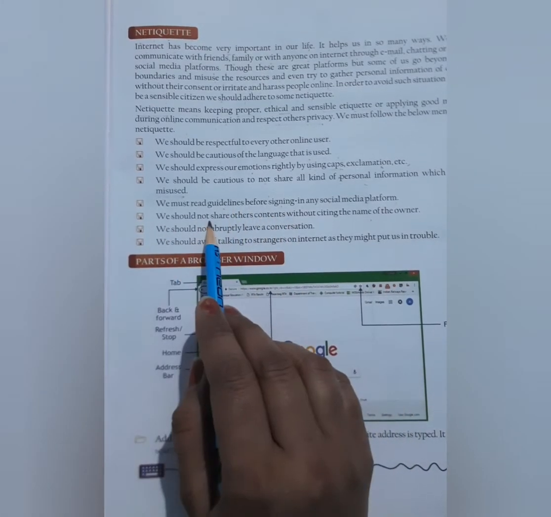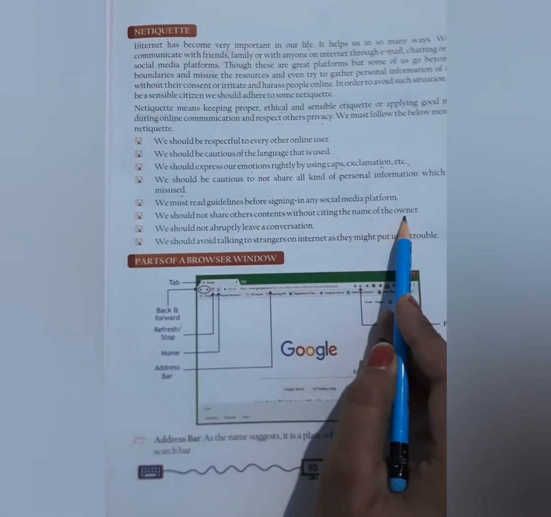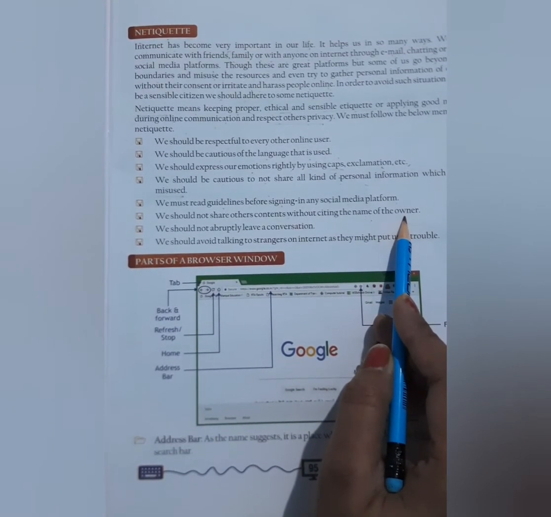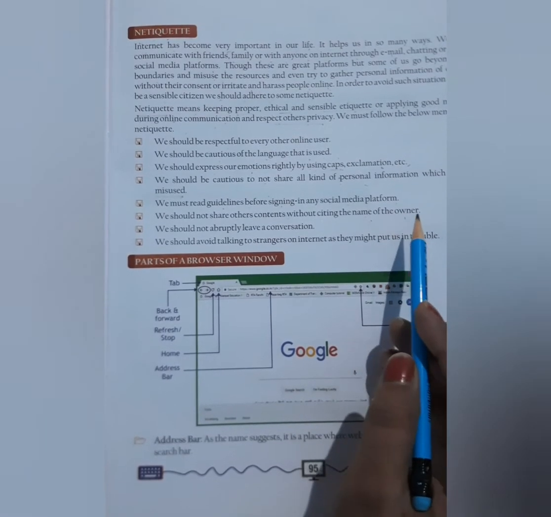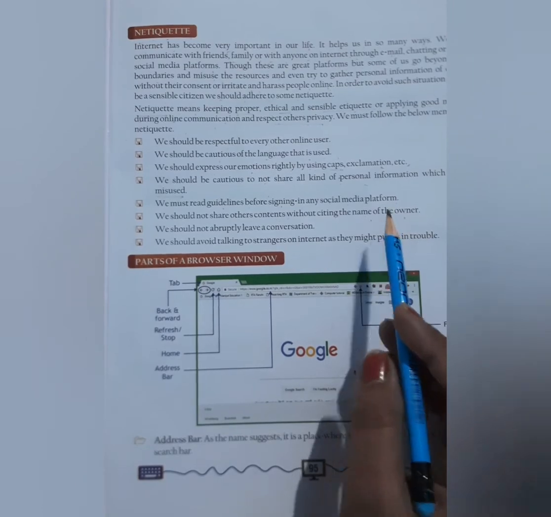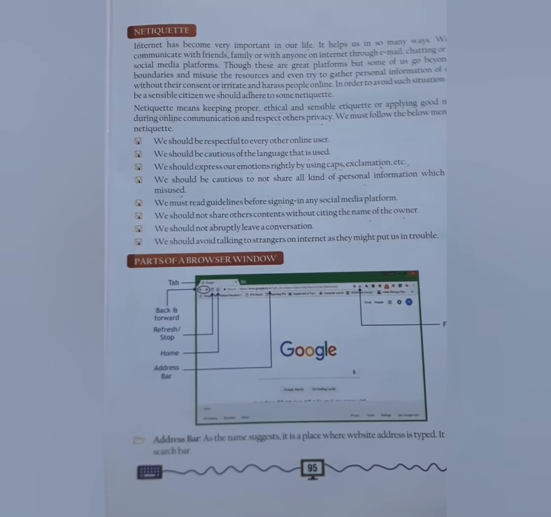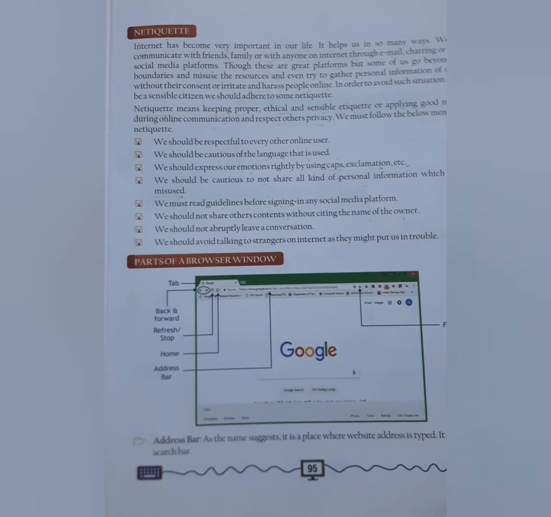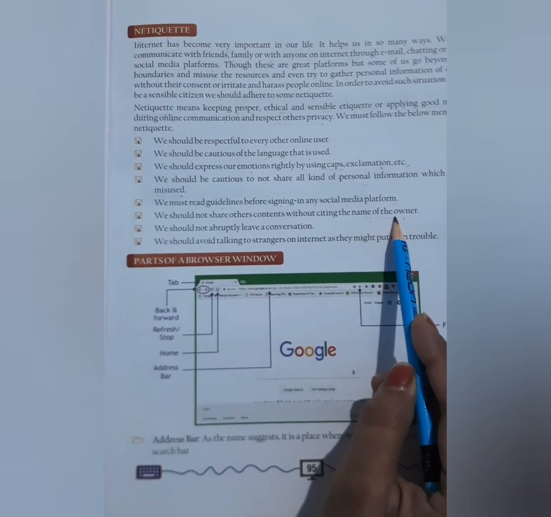We should not share others' contents without citing the name of the owner. Now suppose children, you are doing some research work, okay, and yours was not much good. So what you did, you simply googled it and then you copied that whole matter and you made your own research file. But this is very wrong. If you are using someone's information, then you have to mention the owner's name also.